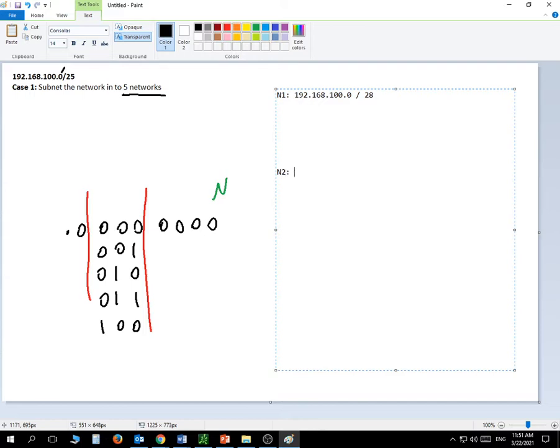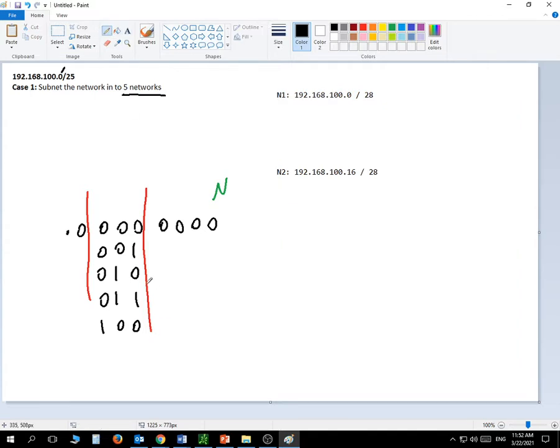Network 2, that's going to be 192, 168, 100, and then this here is my network 2, this part here that I'm highlighting. So it's basically going to be 16, I believe. 16 and 28 again. Why is it 16? Because, let me just do that so you will understand what I'm talking about. I'm talking about this network here. So if you put the 0 here, and you put all the other zeros, and you convert that into a decimal, you get 16, because 1, 2, 4, 8, 16.